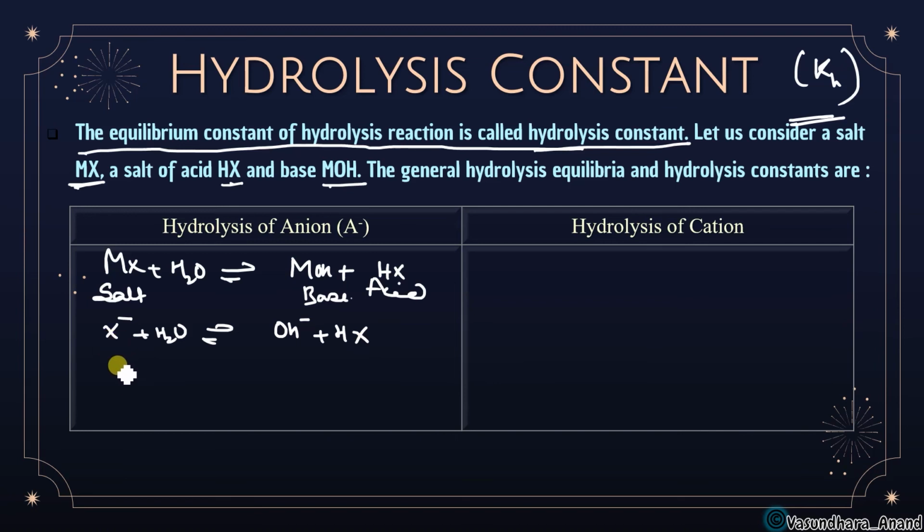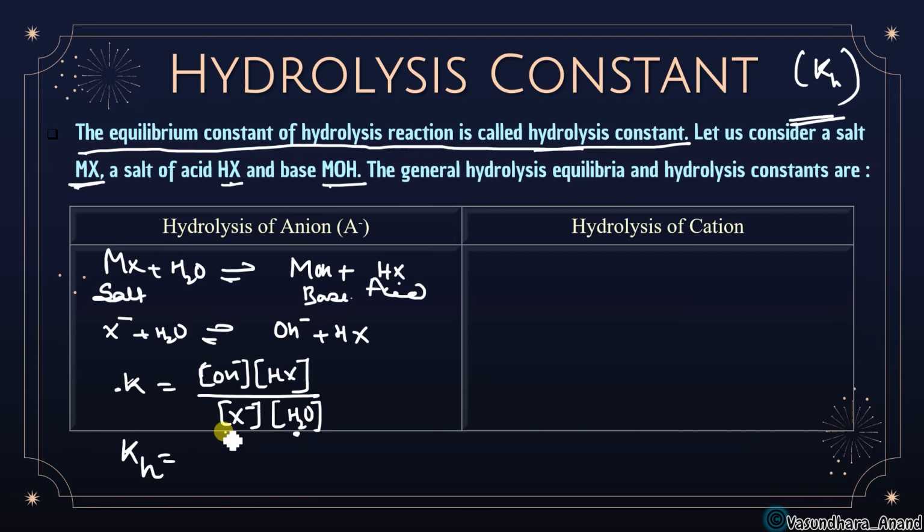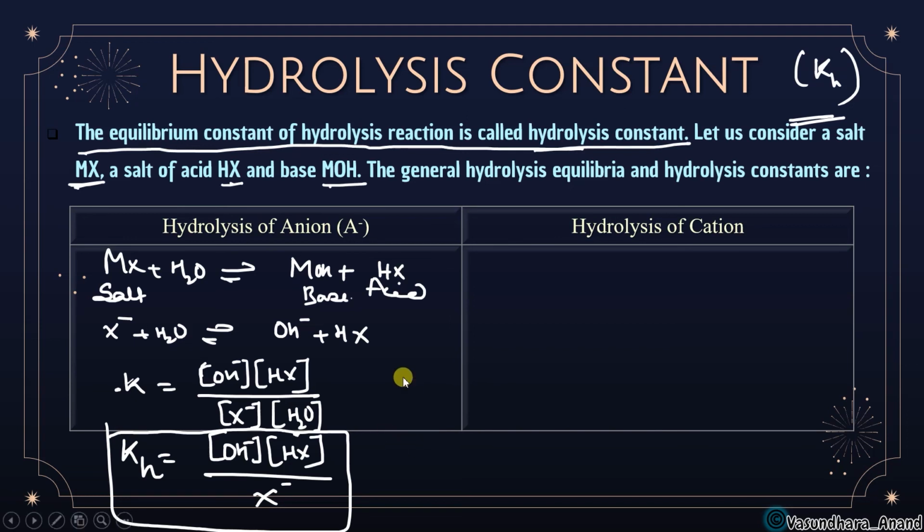Any problem? Okay. So अगर हम equilibrium constant लिखेंगे तो क्या लिखेंगे? Concentration of OH minus into concentration of HX upon concentration of X minus into concentration of water, and we know that H2O concentration is constant and this is also constant. So this constant and this constant will be another constant, and that will give you Kh. So what will be the Kh? It will be OH minus HX upon X minus. Clear? So this is the hydrolysis constant for anion. Clear? Any doubt? Similarly do it for cation.